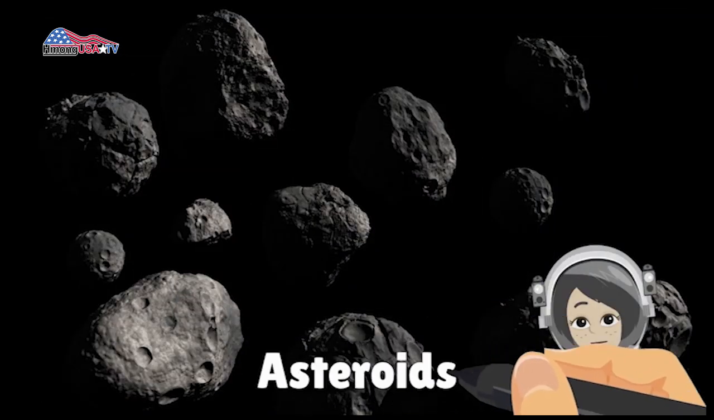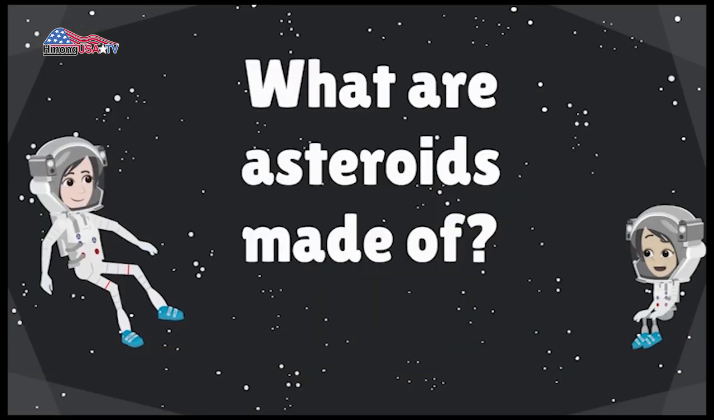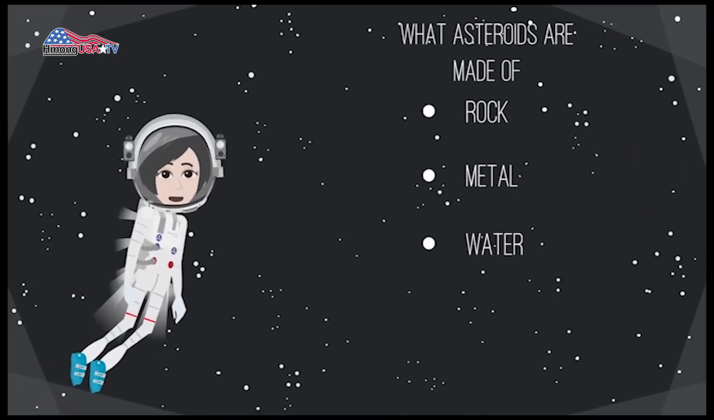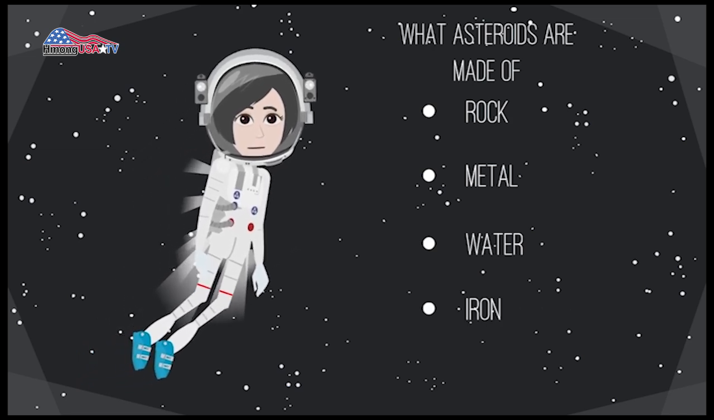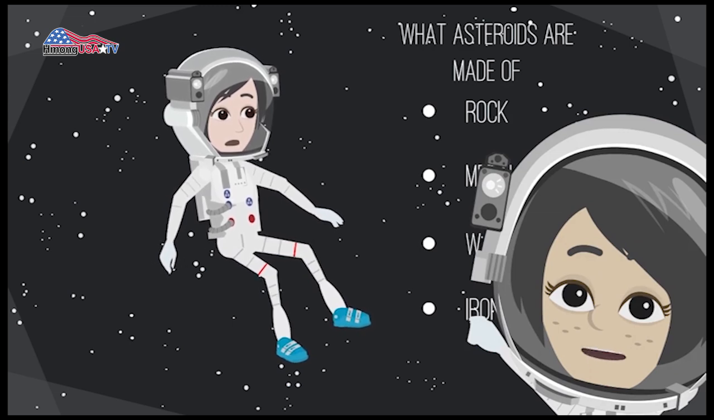Wow, look at all those asteroids. They come in all different shapes and sizes. Some of them are big and some of them are small. Hey Cerena, what are asteroids made of? Asteroids can be made of rock, metal, water, and/or iron. So now that we've talked about stars and the asteroid belt, let's talk about planets.